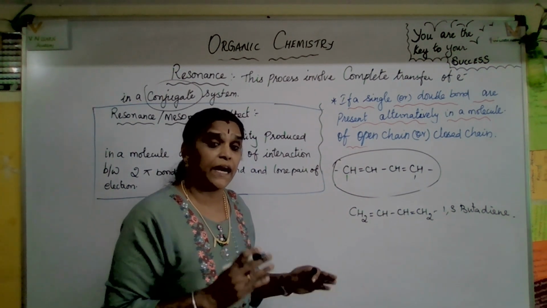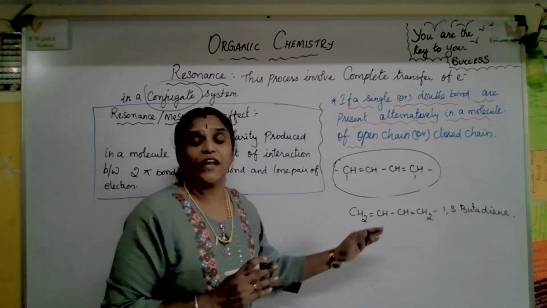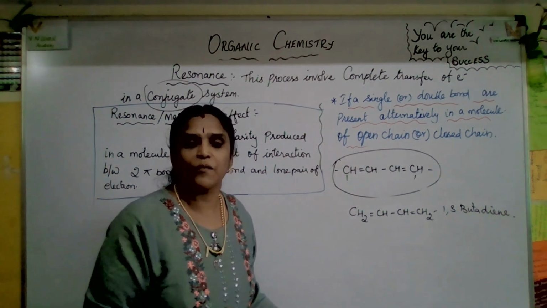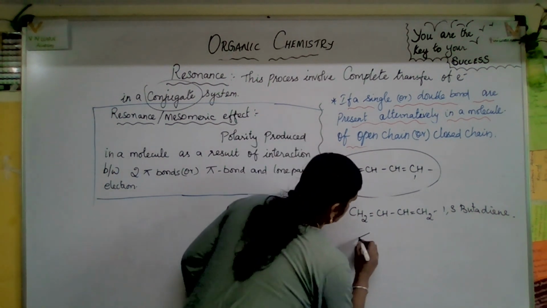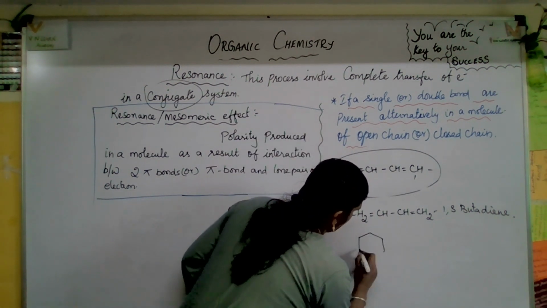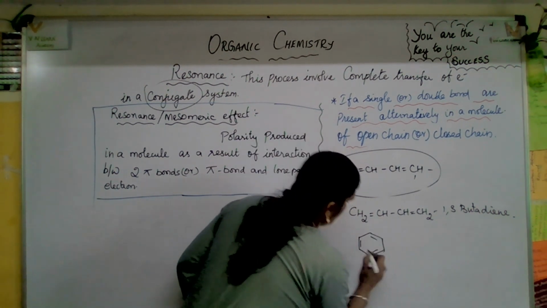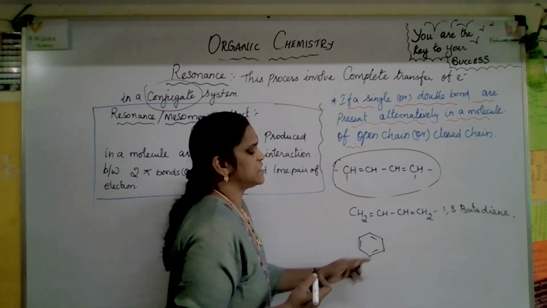What about a closed chain? In a closed chain, double bonds are also alternate. I hope you got an idea who gave that: Kekulé gave that structure. What is the compound I'm drawing? Benzene. So this is a conjugated system.